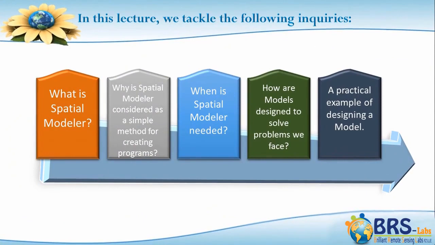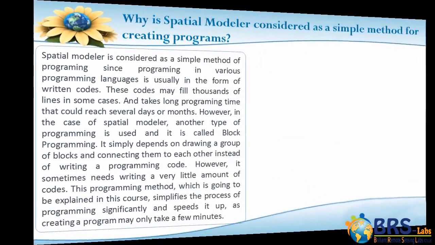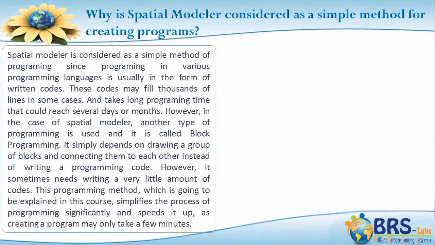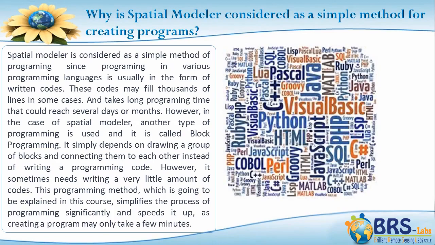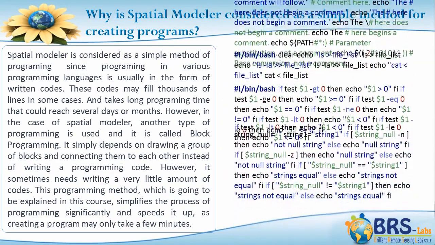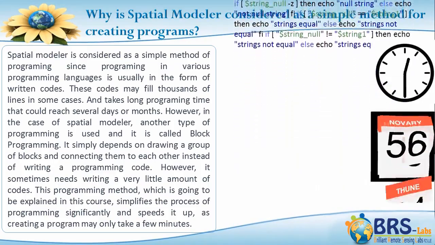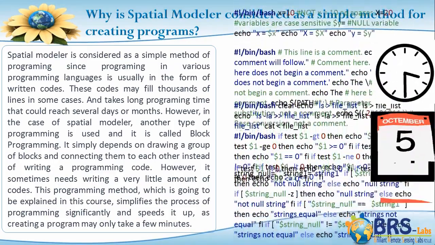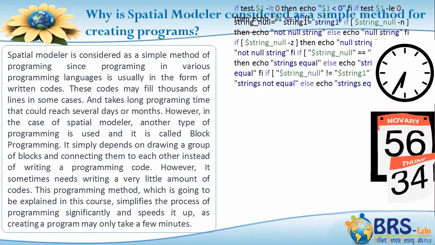Now we move to the second inquiry. Why is Spatial Modeler considered as a simple method of creating programs? Spatial Modeler is considered as a simple method of programming, since programming in various programming languages is usually in the form of written codes. These codes may fill thousands of lines in some cases, and it takes long programming time that could reach several days or months.